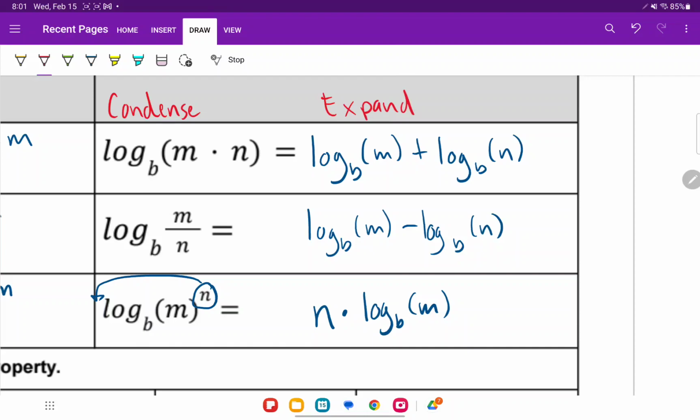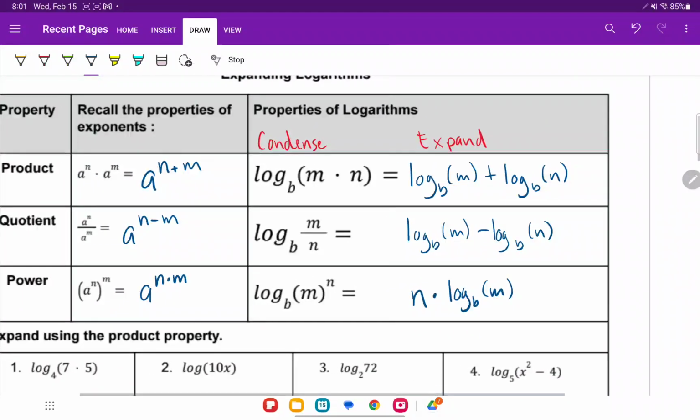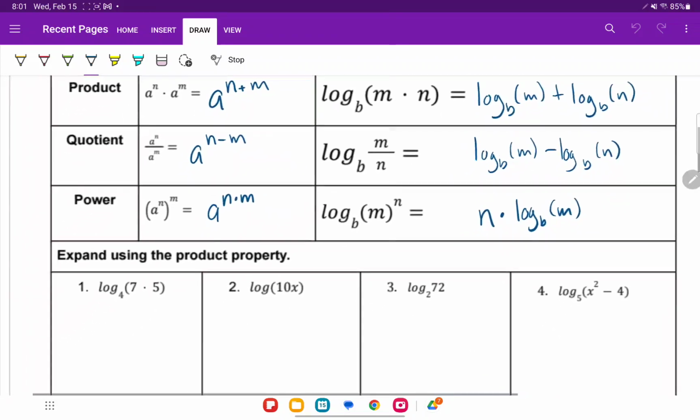Let me go ahead and erase this real quick. And that's how they are related. So again, recall: if you have log base b and inside they're multiplying, you expand them by addition, so log base b of m plus log base b of n. When you are dividing inside the argument, you expand them by subtraction. Notice there's a subtraction on the second one. And then last, when you have a power to a power, you bring the exponent to the front and multiply it by the log. Okay, so let's go ahead and apply these three properties.